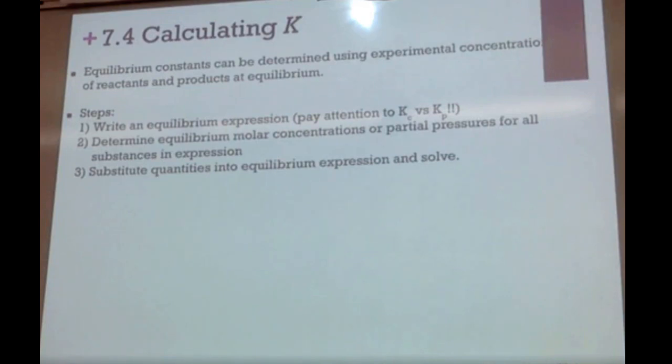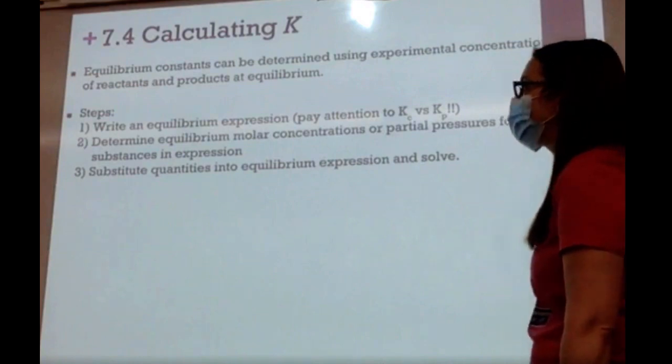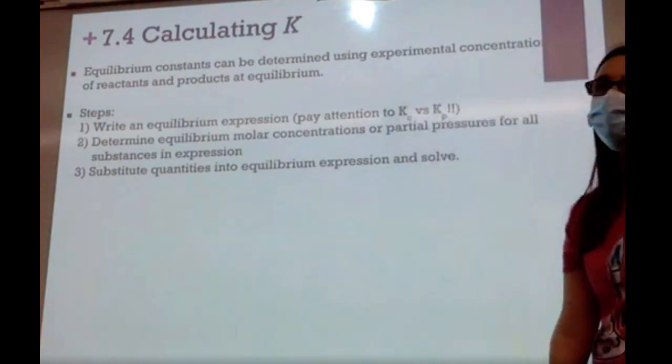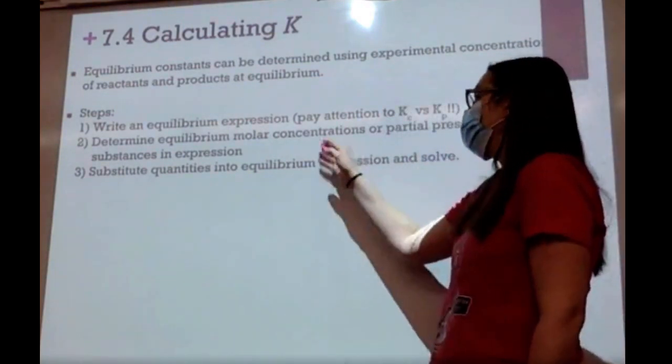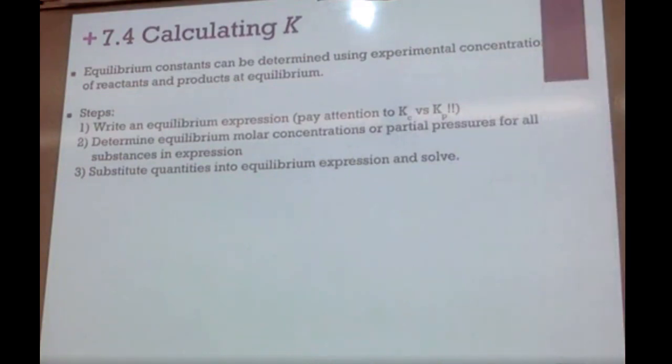Always, always, always write an equilibrium expression. So either Kc, Kp, maybe that's Ksp, but always write your equilibrium expression. You know it's equilibrium if you see a double arrow. Then look at your molar concentrations or your partial pressures, and then plug it into the K.